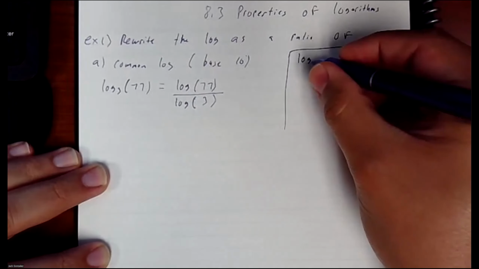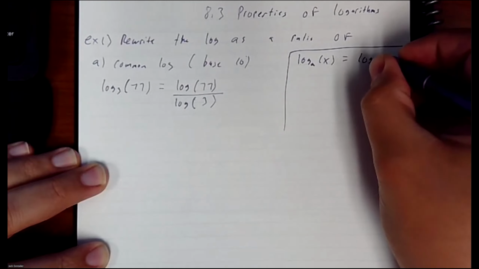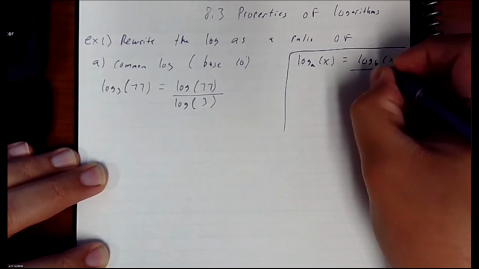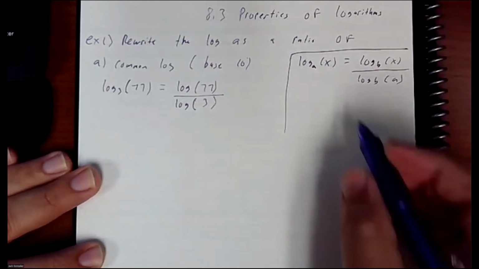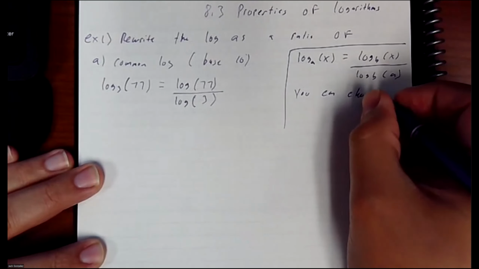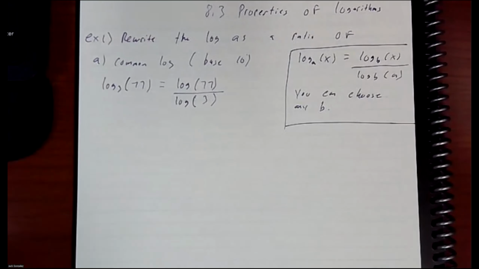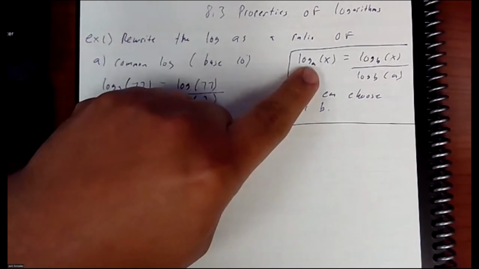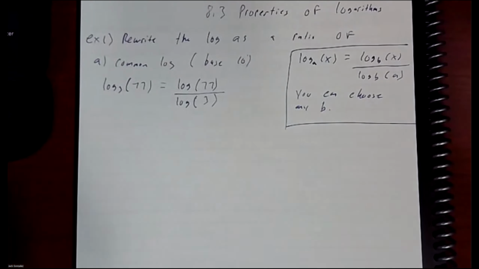Log base a of x is equal to log base b of x over log base b of a. So you can choose any b, as long as b fits the definition of the function, right? I believe it has to be greater than 1 and no negatives. Okay.